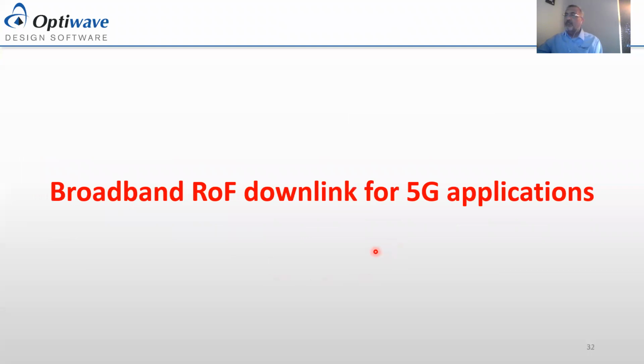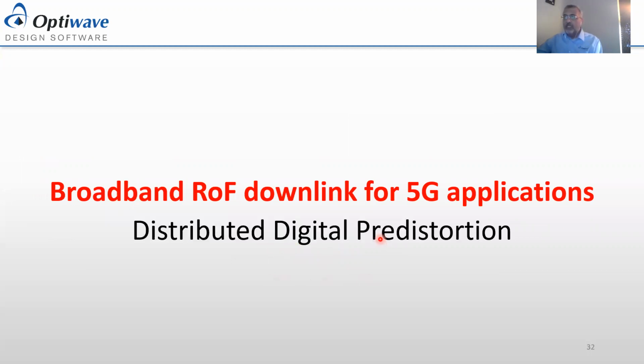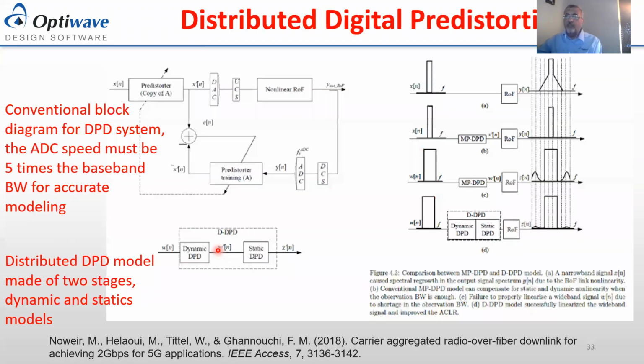Now, in this part of the presentation, I'm going to talk about using a broadband radio over fiber downlink. The issue here is that if the signal has wide bandwidth, then the digital predistortion may not be efficient, as we're going to show you. But another scheme, which is distributed digital predistortion, would be more efficient.